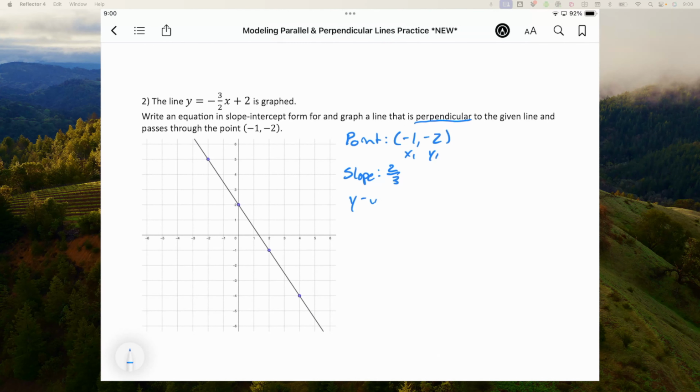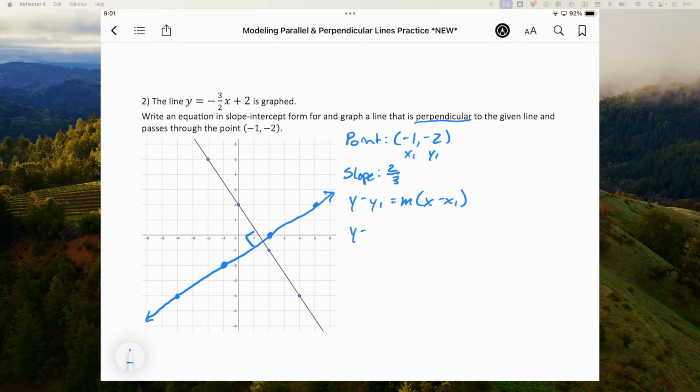So y minus y1 is equal to m times x minus x1. Before I do that, let's go ahead and graph this. So negative 1, negative 2 is my starting point. And then my slope is 2/3, so up 2 to the right 3, up 2 to the right 3, or down 2 and to the left 3. So these two lines, because they have opposite reciprocal slopes, are going to be perpendicular.